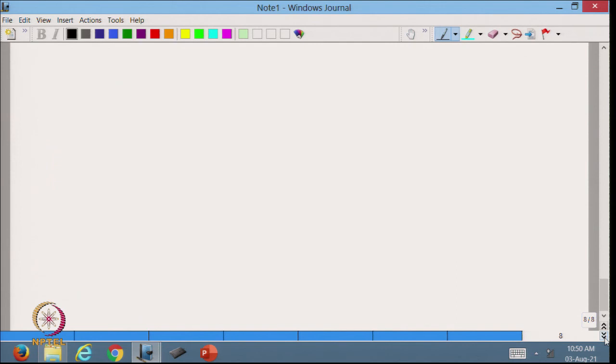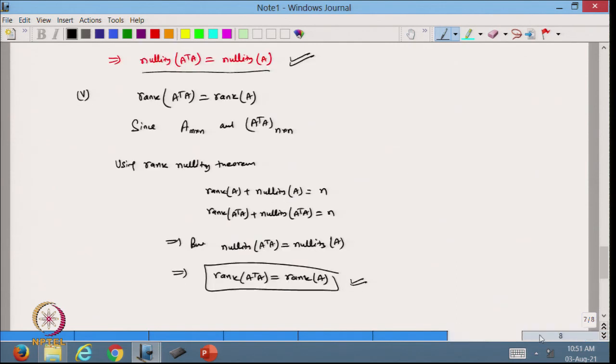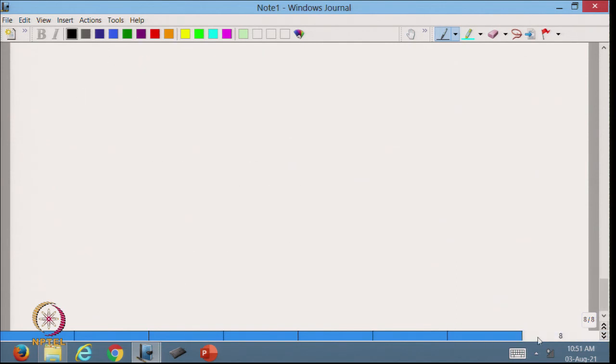Now, after doing this one thing, we also discuss that this A transpose A is a square matrix. We want to discuss when this matrix is invertible.